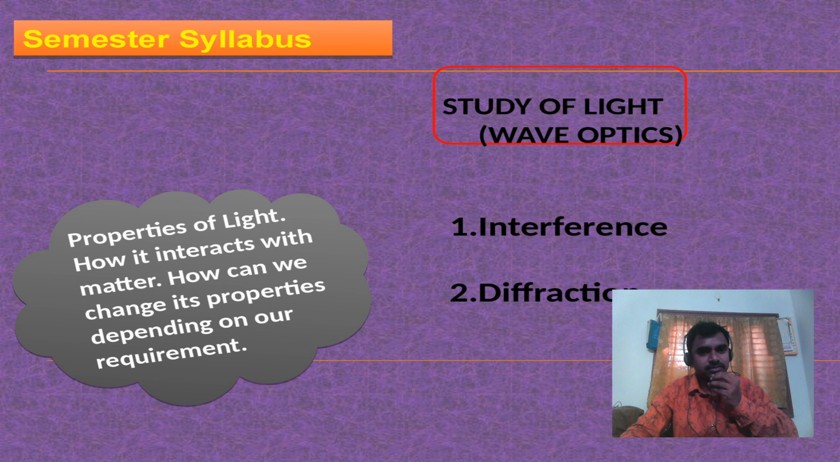The first unit contains two concepts, interference and diffraction. These two are considered wave optics. As we know, there are two kinds of optics, ray optics and wave optics. Einstein said that the nature of light is wave. In this, we can know the properties of light, how it interacts with matter, and how we can change its properties depending on our requirement.